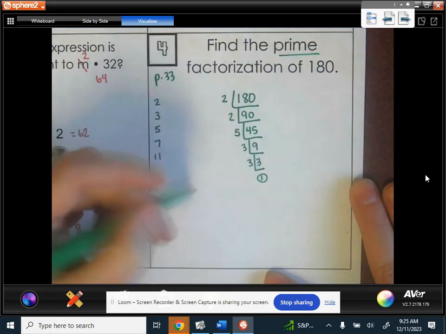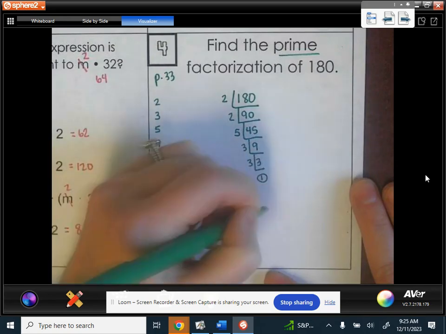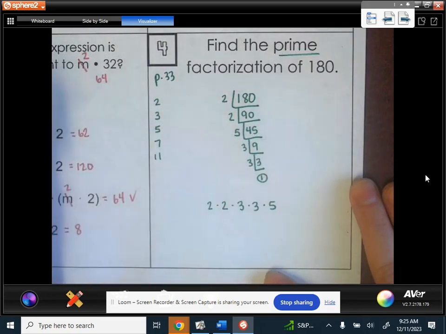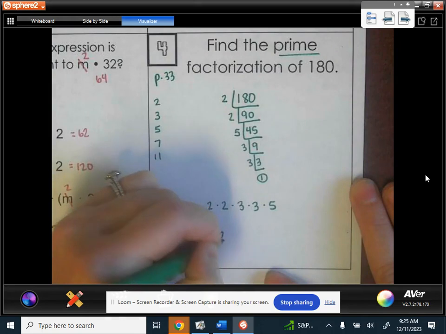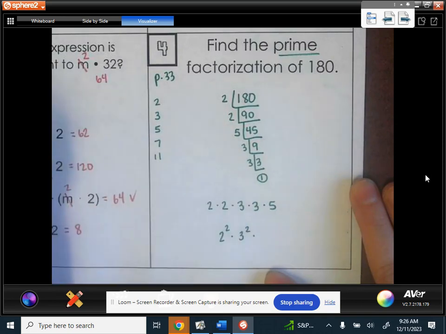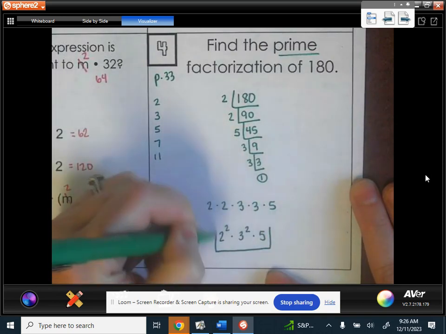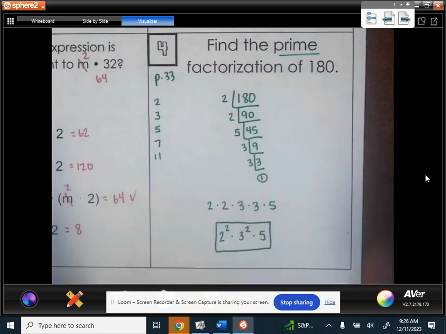Now I'm going to go least to greatest. So 2 times 2 times 3 times 3 times 5. And then put it in exponential form. So 2 times 2 is the same thing as 2 to the second power. 3 times 3 is the same thing as 3 to the second power. And then there's just the one 5. So this is my answer, but I can always double check my answer by multiplying it out.